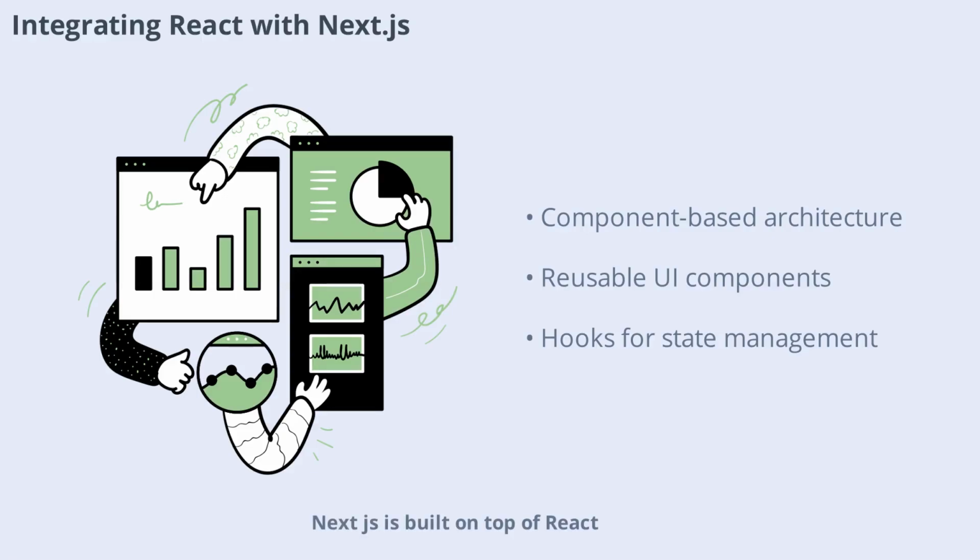Next.js is built on top of React, allowing you to use all of React's powerful features. The component-based architecture encourages the development of reusable, modular UI components. Each page in Next.js is a separate React component, making it easy to compose complex interfaces from smaller building blocks. You can also leverage React hooks, such as useState and useEffect, for efficient state management and side effects. This integration streamlines development and enhances maintainability.